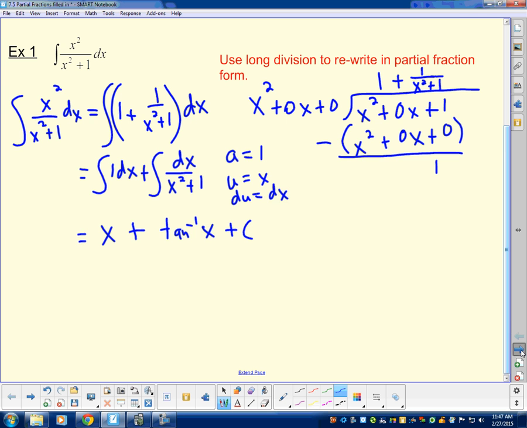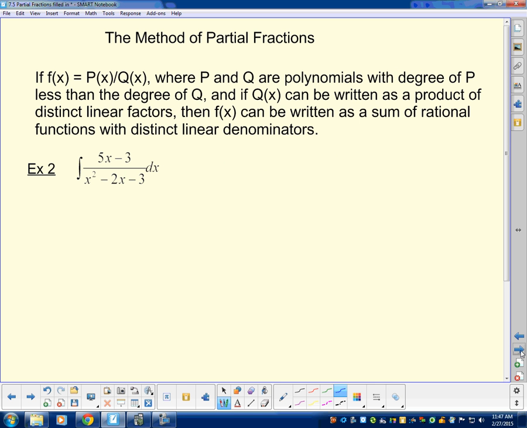So let's look at the method for today. This is the method of partial fractions. This is when the power on top is smaller than the power on the bottom, and the bottom can be factored. So we have if f of x equals p of x over q of x, where p and q are polynomials with degree of p less than the degree of q.